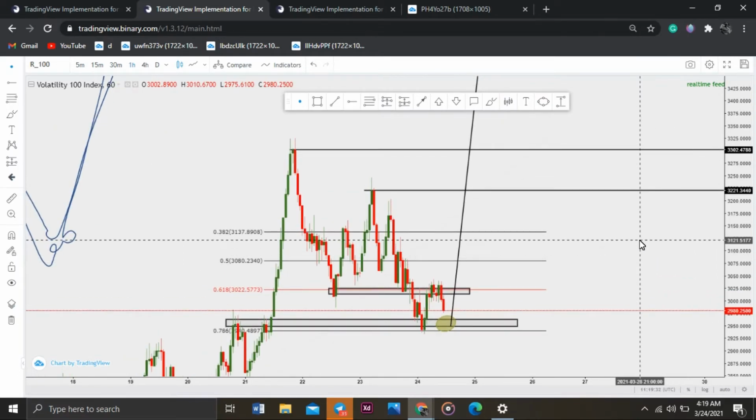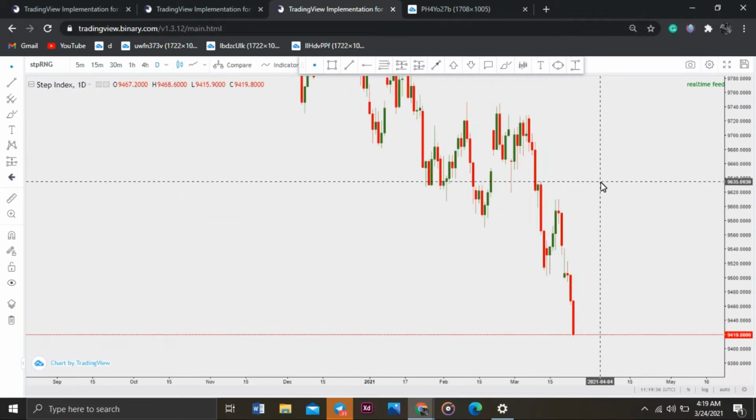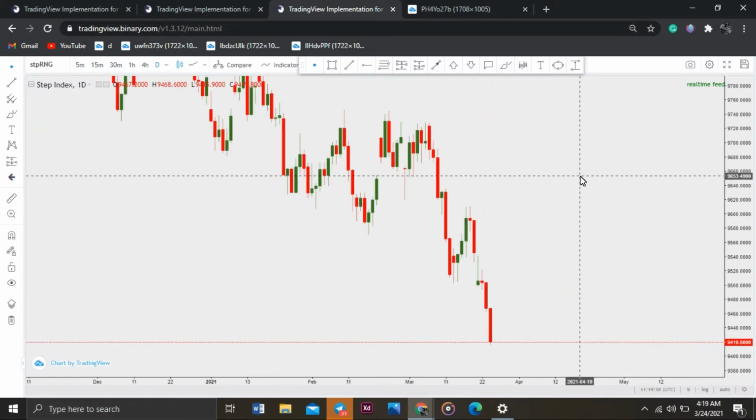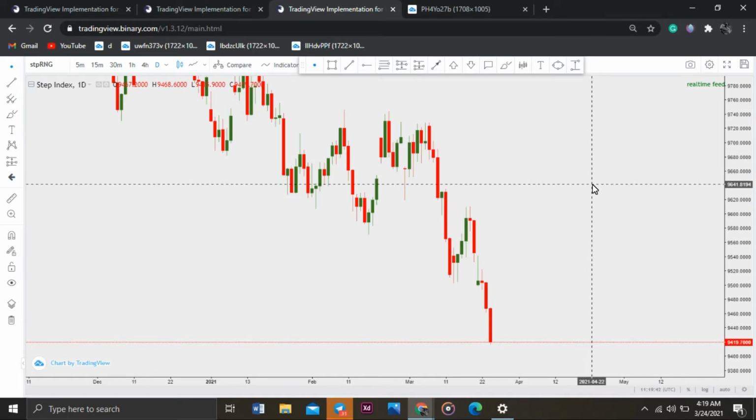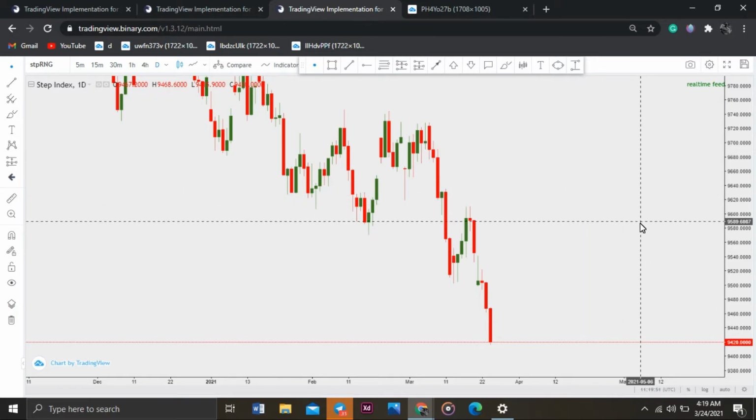So the last pair I would like us to go through is Step Index. Step Index is also one of my favorite pairs. I've been with it for some time now. I won't say a very long time, but for some time now I'm monitoring this pair, and it seems to present a lot of opportunities.